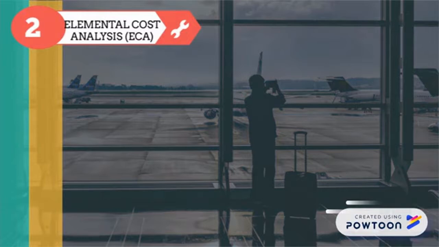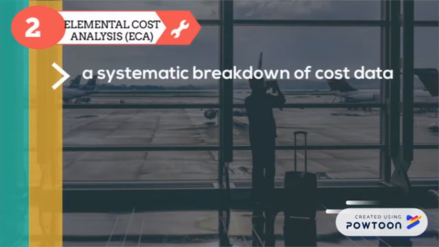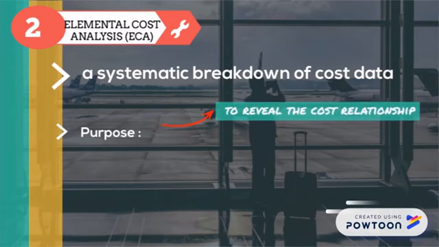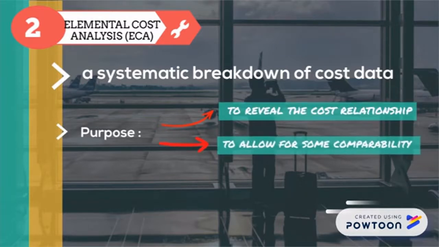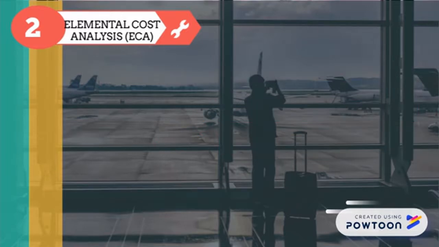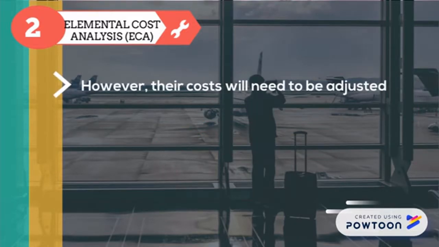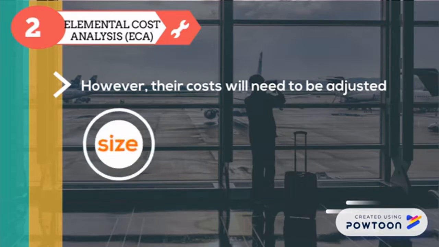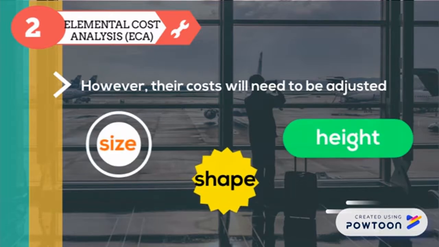In short, ECA is a systematic breakdown of cost data, whose purpose is to reveal the cost relationship and to allow for some comparability. ECA was developed in order to provide that data for design cost planning. However, their costs will need to be adjusted to take into account the various design factors such as size, shape, and height.